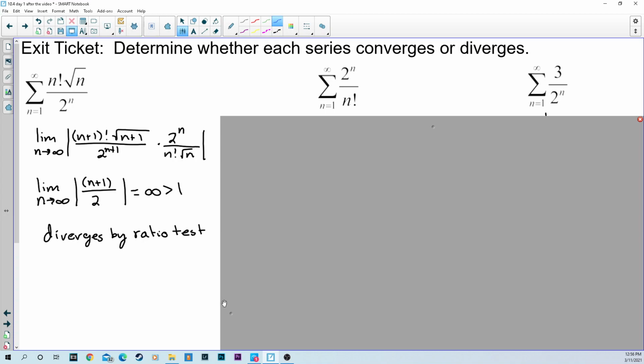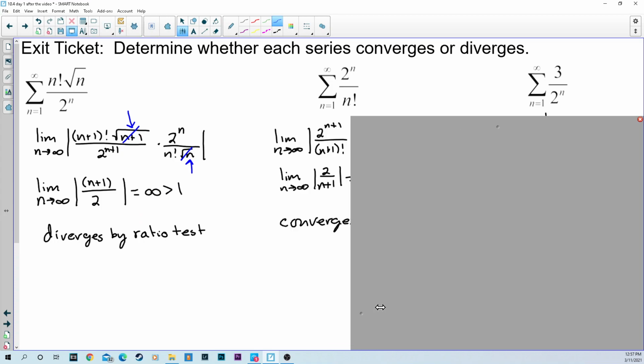this one is just like the natural log. And I thought the tough part would have been this right here and this right here. That is like the square root of 1,000,000,001 over the square root of a billion, which is 1. This is going to 1, so you can just cancel those out. Then n plus 1 factorial over n factorial is n plus 1, and then there's an extra 2 in the denominator. This one is equal to infinity. That's greater than 1. Diverges by the ratio test.